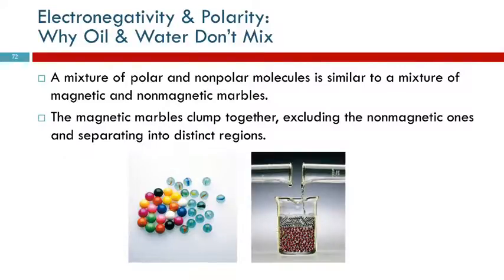The water is clumping together. It's very attracted to the other water molecules, and it pushes out the oil. The reason the oil goes to the top of the beaker instead of the bottom is because it's less dense than the water. There are other nonpolar substances that are more dense than water, and then they get pushed to the bottom, and water's on top, and something like methylene chloride is going to be on the bottom.